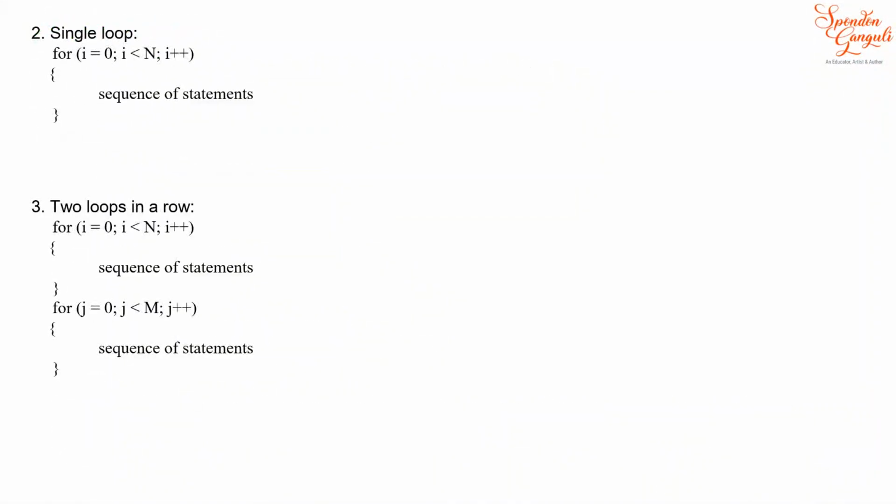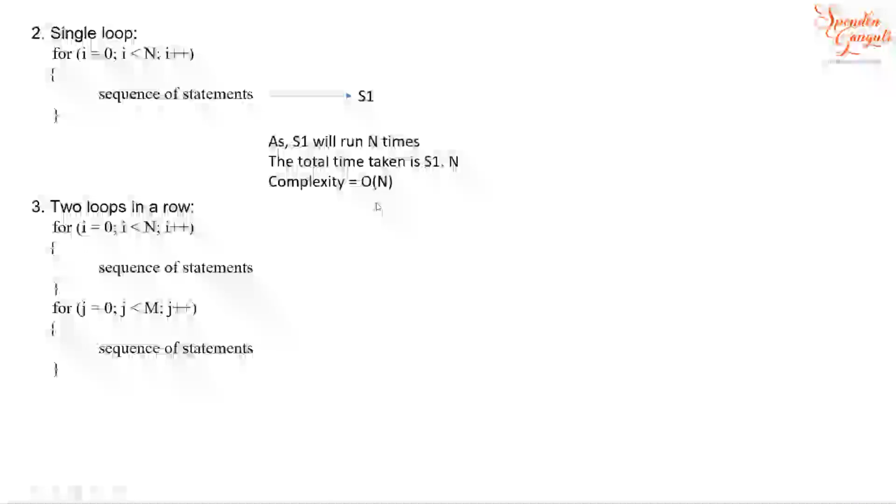Let's move further with a single loop. So here we have a loop running n times with a statement denoted as S1. So total time taken will be S1 dot n. So complexity will be marked as big O n.